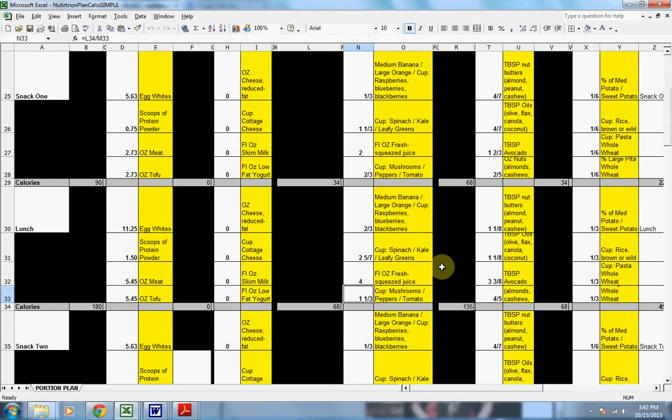My recommendation is that at lunch and for the rest of the day, stay away from the fruits. Do fruits in the first part of the day, stay away from fruits the second half of the day, just due to their glycemic index and their amount of sugars. So we've got our vegetables, 1 1/3 cups of vegetables.